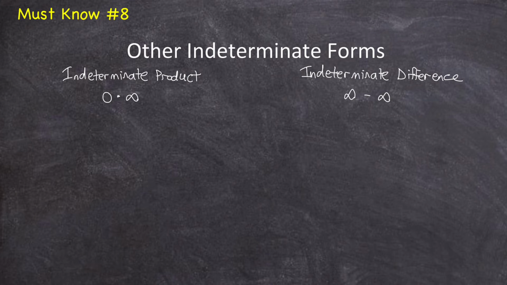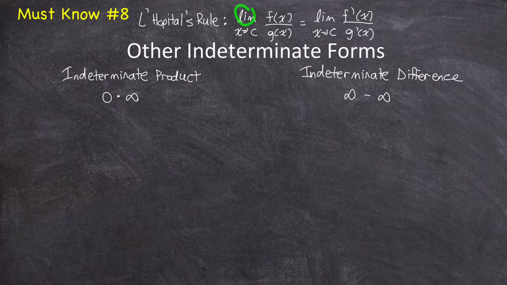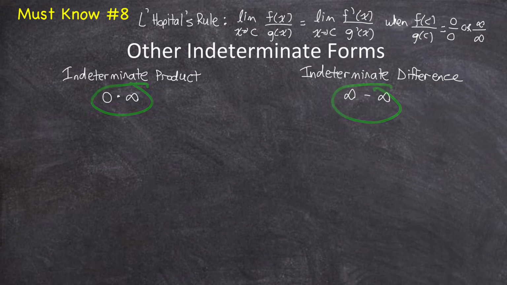Now, in the last section, you learned a rule called L'Hopital's rule, which says that the limit of a quotient of functions is equal to the limit of the quotient of their derivatives. But an important part of L'Hopital's rule is that it can only be used when, if you were to evaluate f at c over g at c, you got indeterminate form of 0 over 0 or infinity over infinity. So with either of these other indeterminate forms, you can't use L'Hopital's rule, unless you use a trick to rewrite them so they turn out to be in one of those indeterminate forms. And that's what we're going to do.